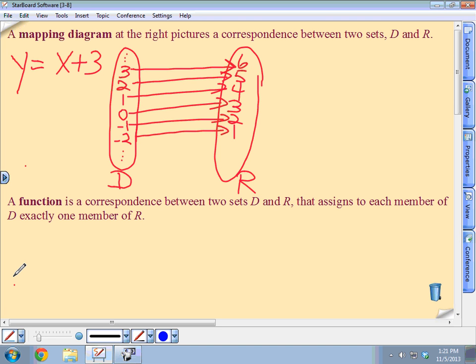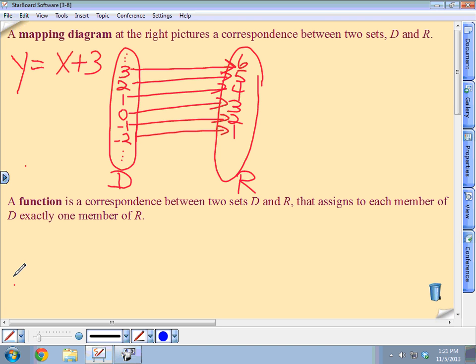This is important. The idea of exactly one member of R is important. That means that if I put any of these into my function, I can't get more than one answer. So if I put whatever number I want in for X, it has to give me exactly one answer for Y. If it doesn't do that, it's not a function. So this is very key. For every number I put into my domain, whatever my X is, it has to give me exactly one Y. It can't give me more than one. If I put in 0 and I get something other than just one answer, then I know that I don't have a function. Okay? All right.